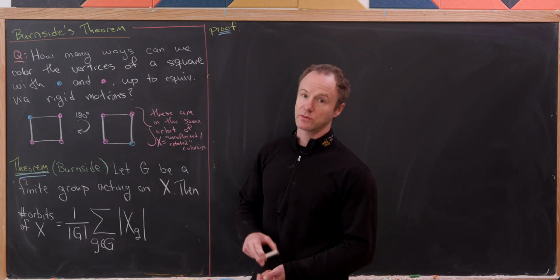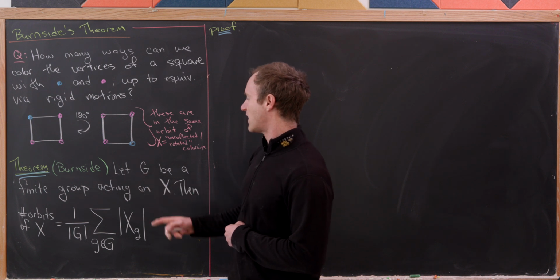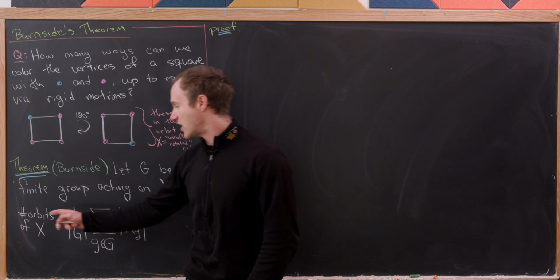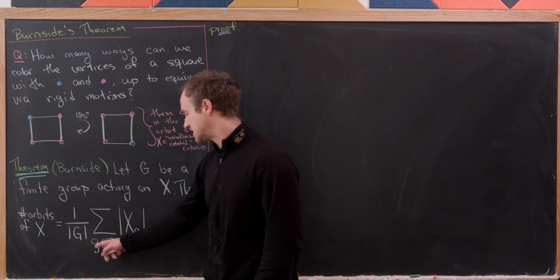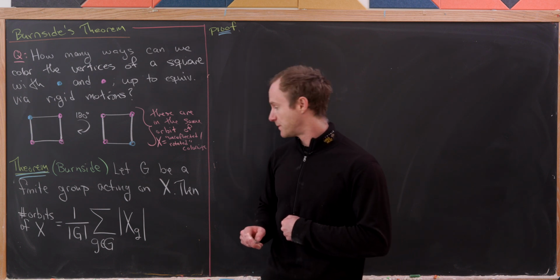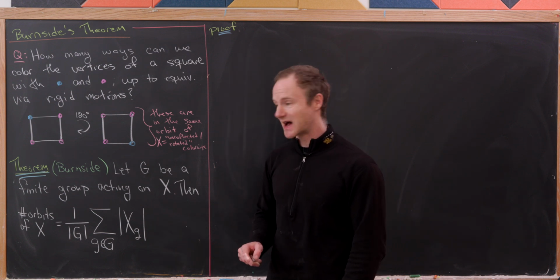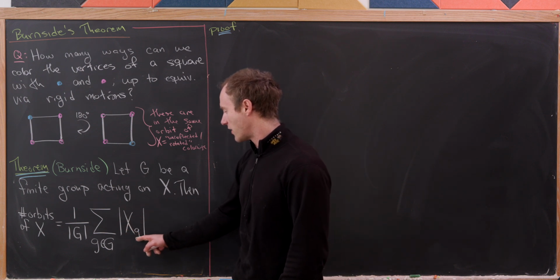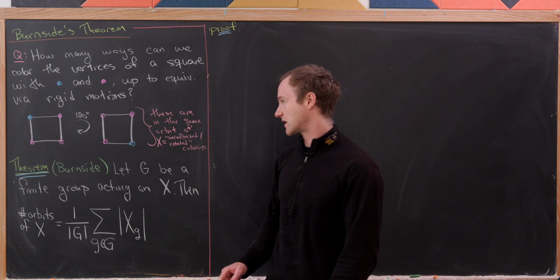Okay, so now for our big result, which is Burnside's theorem. So let's see what it says. Let's say we've got a finite group G acting on a set X. Then it says that the number of orbits of X is equal to 1 over the size of G times the sum, as g goes over all of the elements in the group G, of the size of X sub g. And what is X sub g, I guess is most important? Well, this is going to be all the elements of X that are fixed by g. So we'll write that down in just a second.